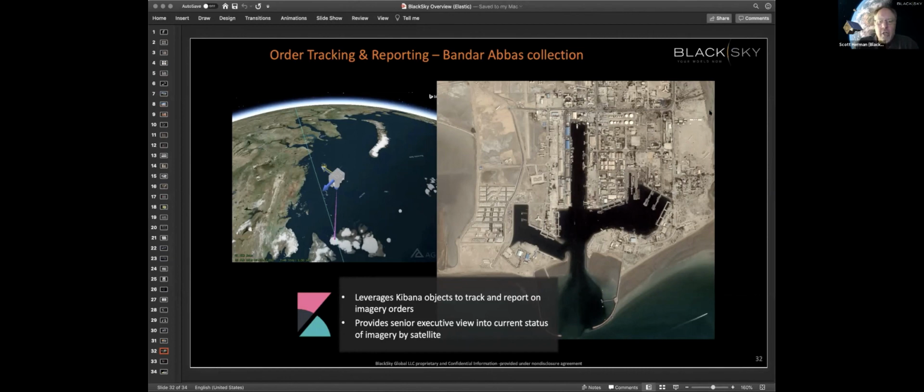So part of what you're seeing here is that in addition to Elastic as our core database or repository, we're also using other Elastic products like Kibana to really build business intelligence, or business activity monitoring dashboards and reports, so that management can keep track of what are we doing and are we keeping our customers happy in terms of order tracking and reporting.